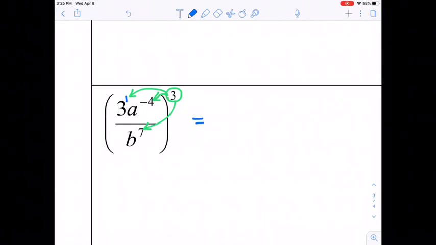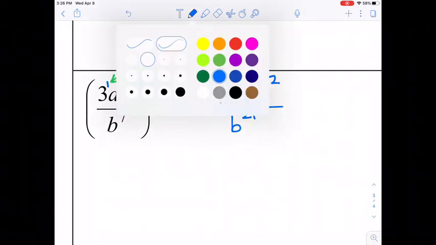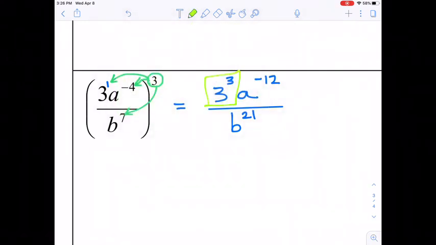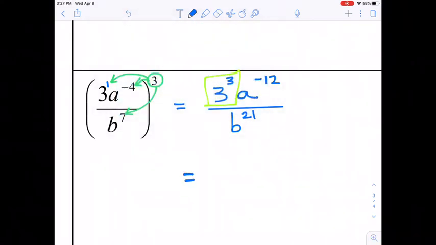So I have 1 times 3, gives me 3 to the 3rd power. Then I have my a, and that's negative 4 times 3, which is negative 12. Down in the denominator, I have 3 times 7, so that's b to the 21st power. Now I want to simplify anything I can simplify. 3 to the 3rd power means 3 times 3 times 3, which is 27.